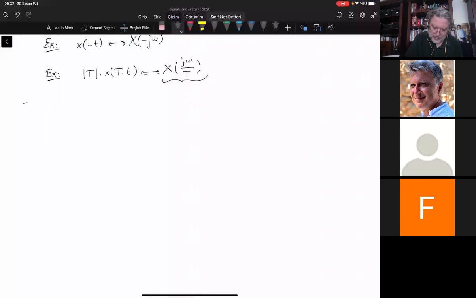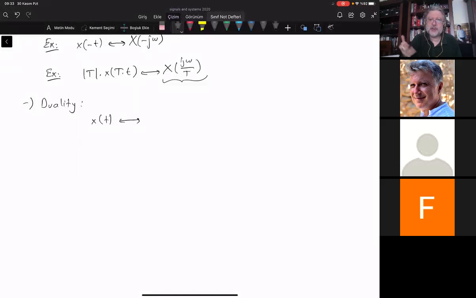Now the next property, the third, I guess, is duality. This is a nice property. Duality is telling me that if you have a pair, because these pairs will be provided to you in the examinations, there are tables of typical transform pairs. For example, the signal is a rectangular box. You know that its Fourier transform is sinc, and the formula will be given to you.